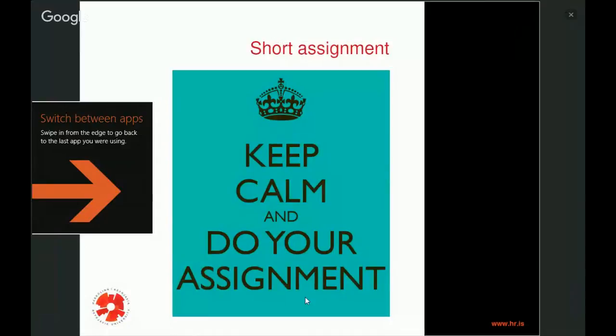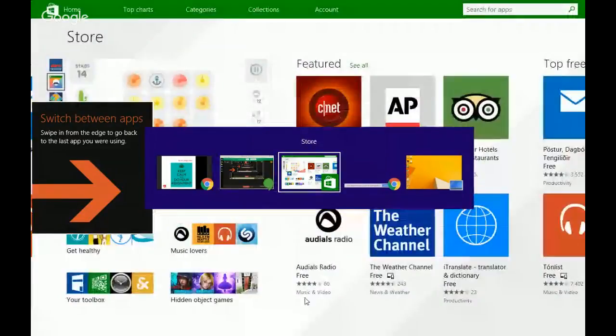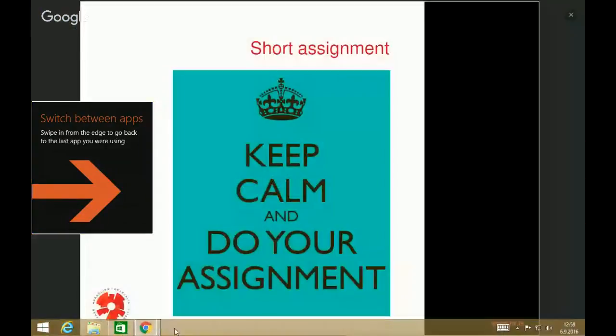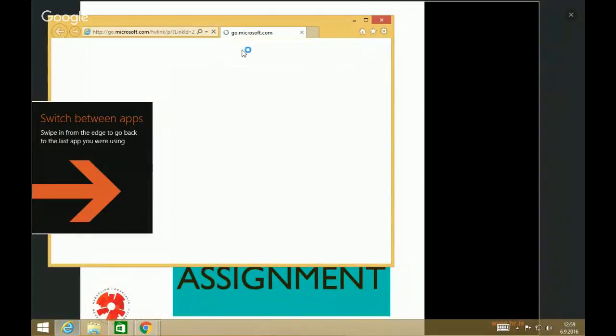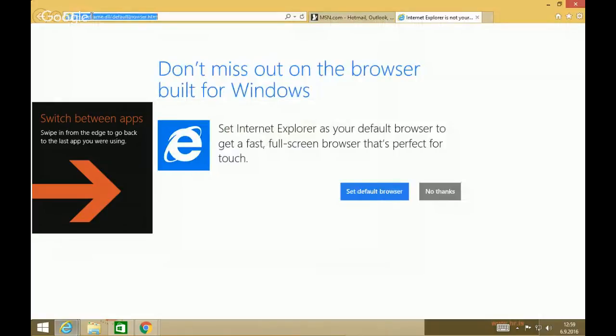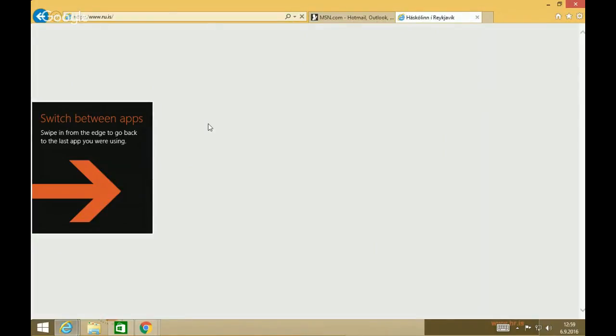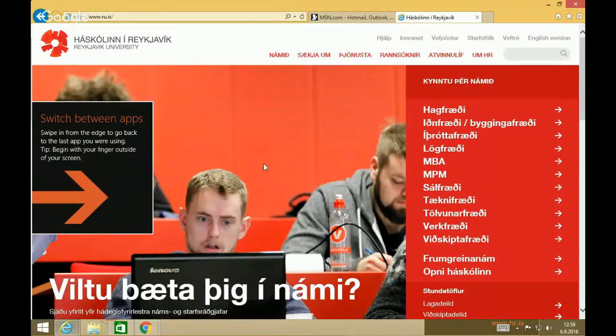What is this? Begin with your finger outside your screen. Okay. I don't know how to.